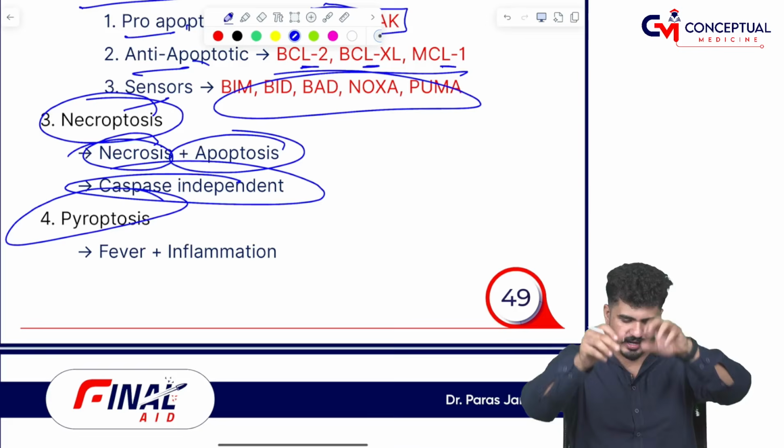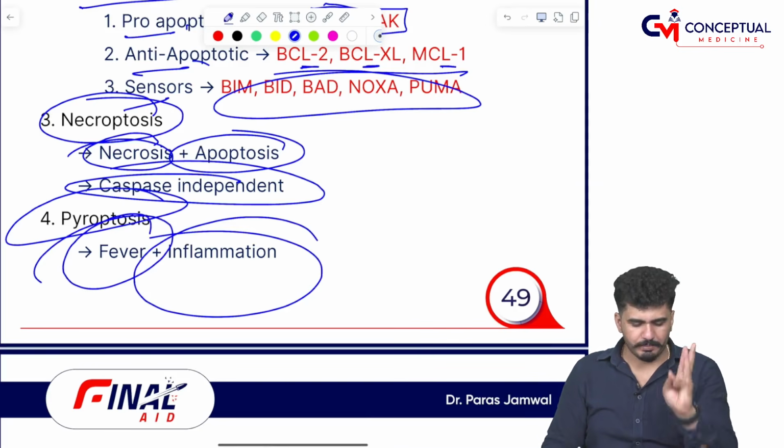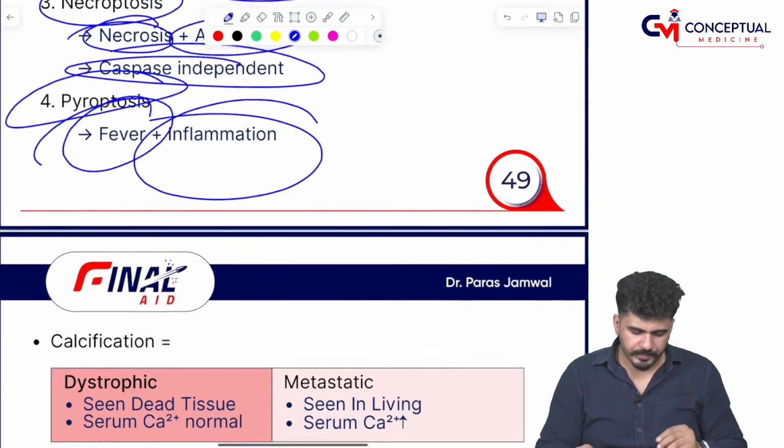Fire has broken out, fever has come. Fever and inflammation is happening. So we have learned about necrosis, apoptosis, pyroptosis and necroptosis.